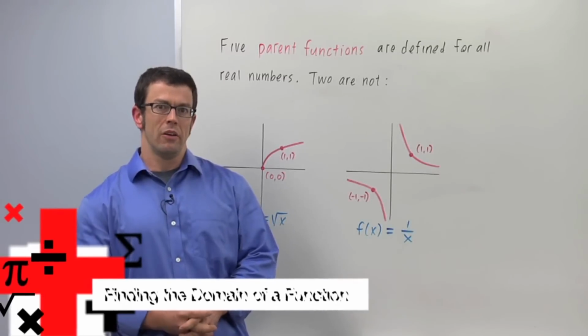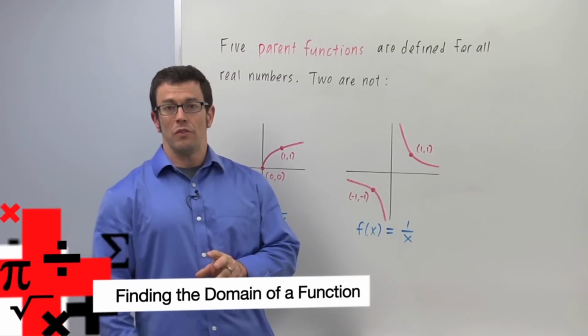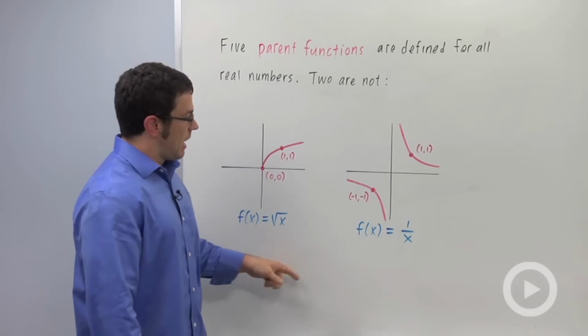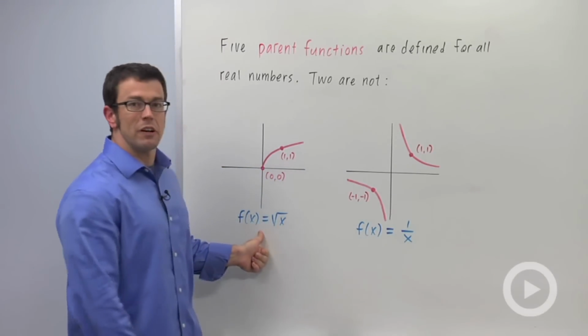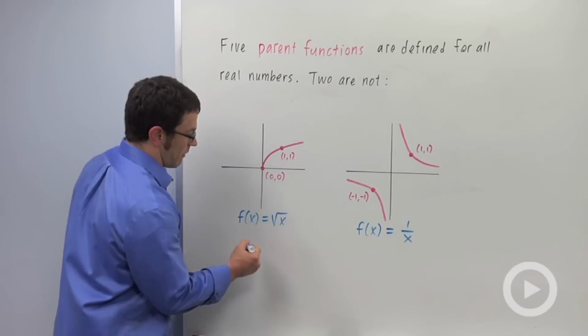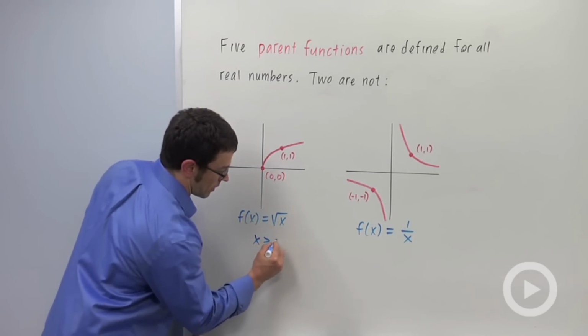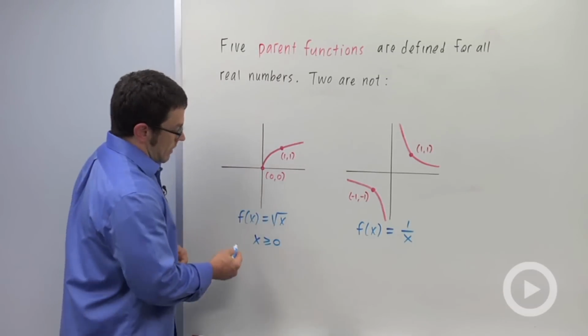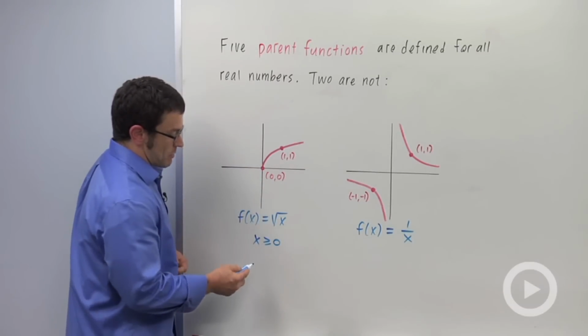Of our 7 parent functions, 2 of them aren't defined for all real numbers. They are the square root function and the reciprocal function. The square root function is only defined for values of x bigger than or equal to 0. So you would say that the domain is the set of real numbers bigger than or equal to 0.